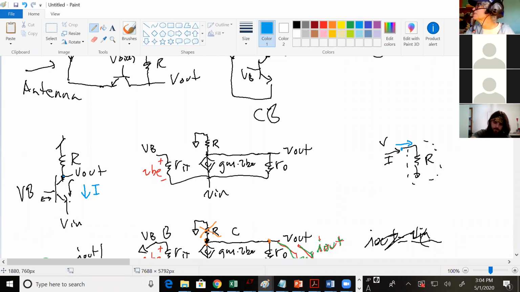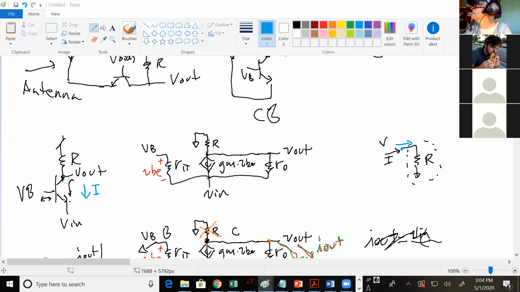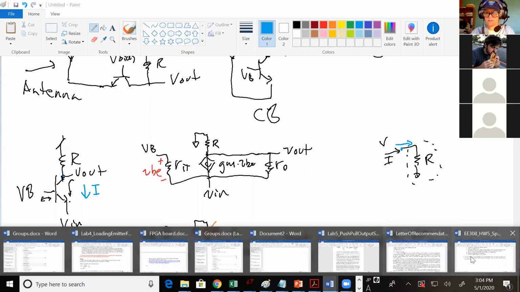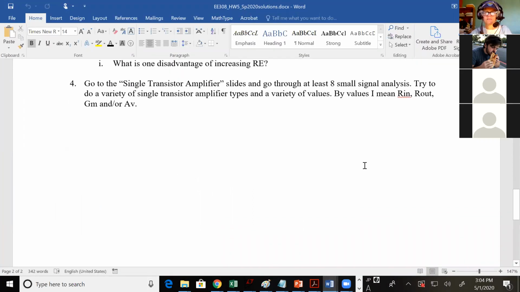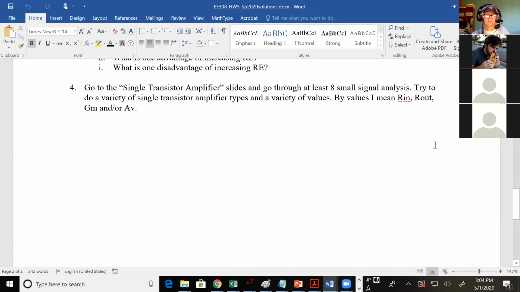Any other questions? I had a question about the homework. For number 4, it says to do at least 8 small signal analyses using the single transistor amplifier types. What do you want us to do for that exactly? Oh, you don't have to turn anything in, just more practice.